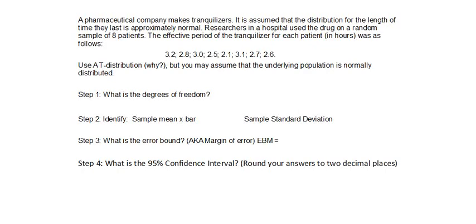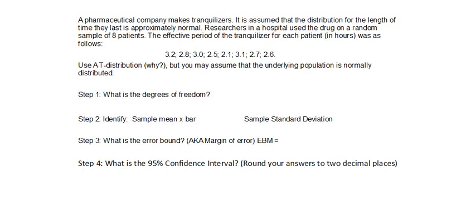In this example, a pharmaceutical company makes tranquilizers. It is assumed that the distribution for the length of time they last is approximately normal. Researchers in a hospital used the drug on a random sample of 8 patients. The effective period of the tranquilizer for each patient, in hours, was as follows: 3.2, 2.8, 3.0, 2.5, 2.1 hours, 3.1, 2.7, and 2.6. We're instructed to use a t-distribution.